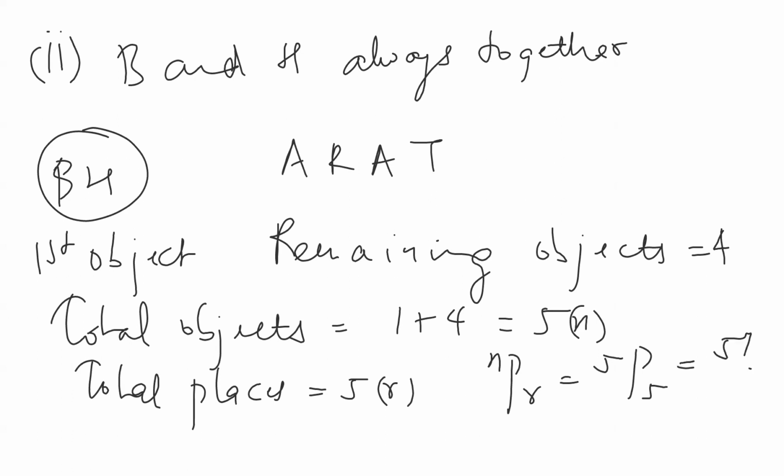But then look at the remaining objects. A is repeated twice, so upon 2 factorial. 2 factorial is for A. But then the solution is not yet over. We have to go within the first object as well. BH will not remain BH, it can also be HB. So that I will write on the next page, but if you have copied this, then only I'll proceed.